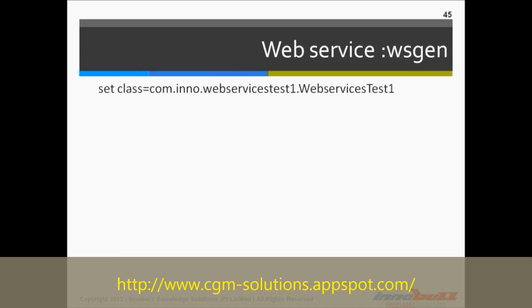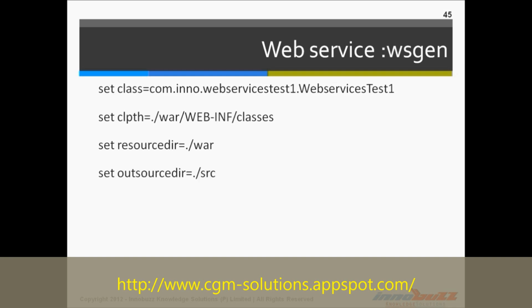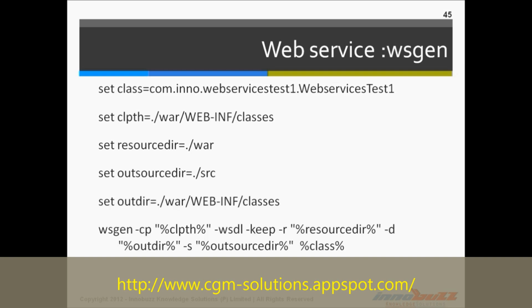How does the wsgen command look? Say we have a class which we are going to expose, a classpath where the class files are being kept, a resource directory, an output source directory and an output directory, and wsgen is a tool which invokes wsgen and creates the WSDL and XSD and corresponding classes.